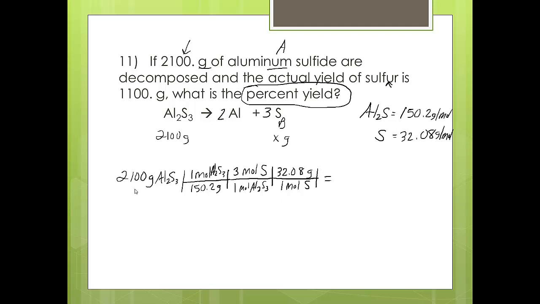Let's do the math. 2100. And again, when you're setting these up, you can either multiply all across the top, then divide all across the bottom, or you can multiply, divide. Some people have different procedures. It's up to you how you like to do it. So if you want to say 2100 times 3 times 32.8 divided by 150.2, or you can say 2100 divided by 150.2 times 3 times 32.8.